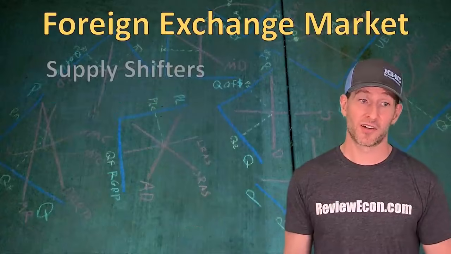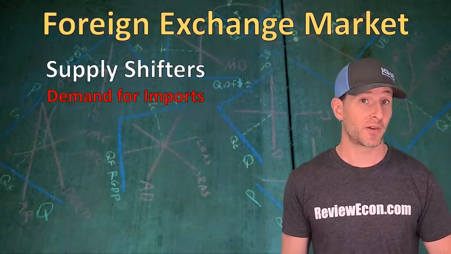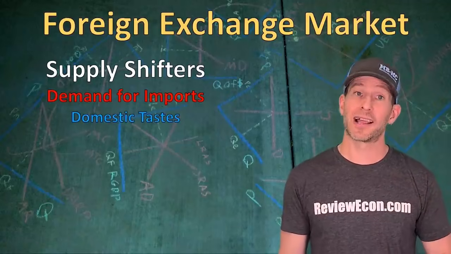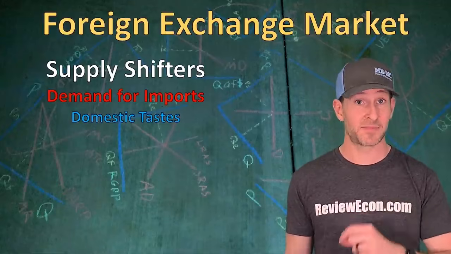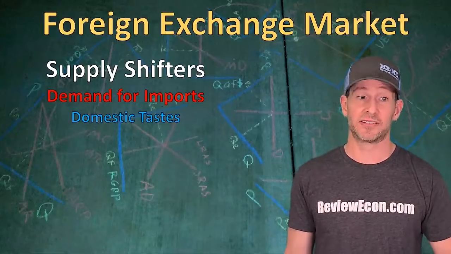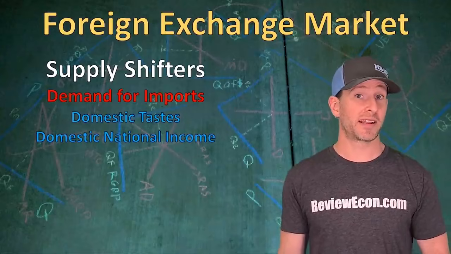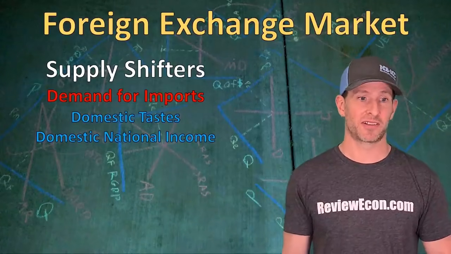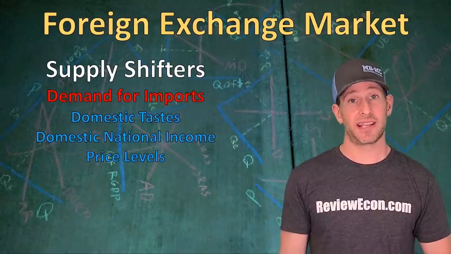Keep that in mind. Over on the supply shifters, we see a lot of similarity here. First of all, under the category of demand for imports, we have domestic taste for foreign goods. If we like more Chinese-made goods, we are going to supply more US dollars as we attempt to buy Chinese currency to buy their goods. We also have the domestic level of income. If we have more money, we buy more of everything, including more foreign goods, and with that, we will supply more US dollars.